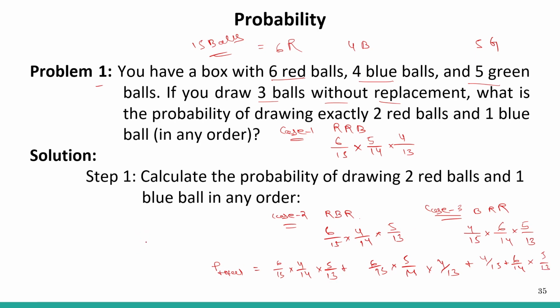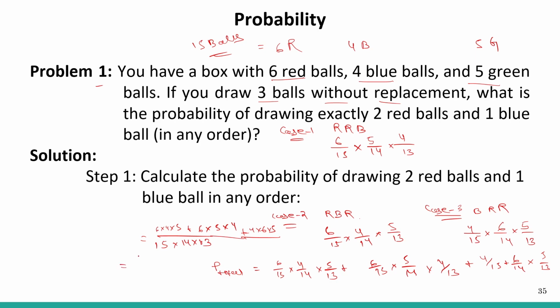So let's try to evaluate what will actually be the whole answer. It will be equal to 15 into 14 into 13 in the denominator, because their LCM is the same. And in the numerator, what will we have? 6 into 4 into 5, plus 6 into 5 into 4, plus 4 into 6 into 5.